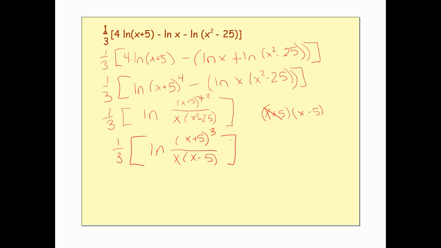Now all of this gets raised to the 1/3 power. So I end up with the natural log of (x plus 5) to the 1st power, because 1/3 of 3 is 1, over x to the 1/3, times (x minus 5) to the 1/3.